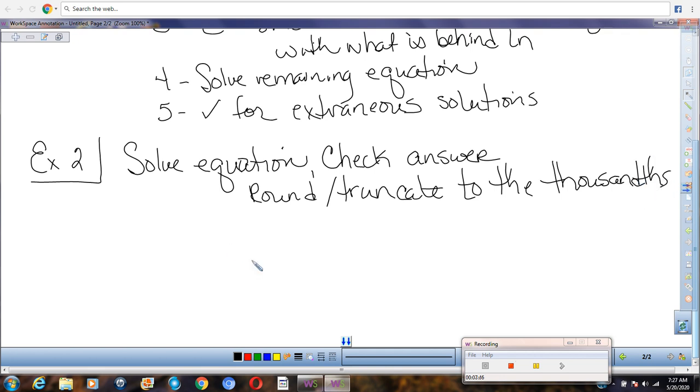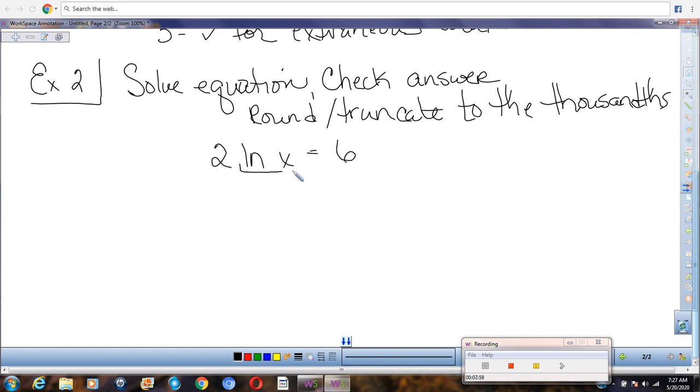Alright, so let's say I have 2 natural log x equals 6. First thing I want to do is I need to get this natural log x by itself. So I'm going to divide both sides by 2. That leaves me with the natural log of x equals 6 divided by 2, which is 3. Now to solve this, we are going to take and raise each side from e.